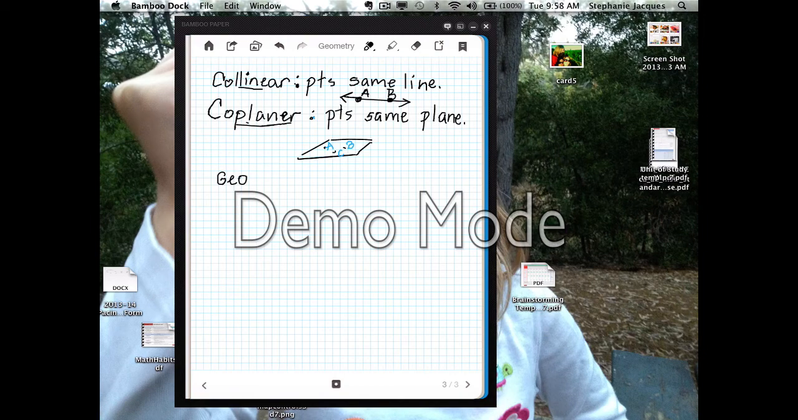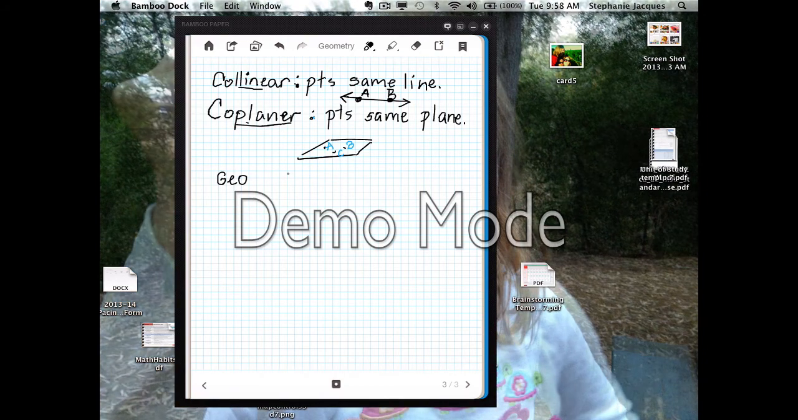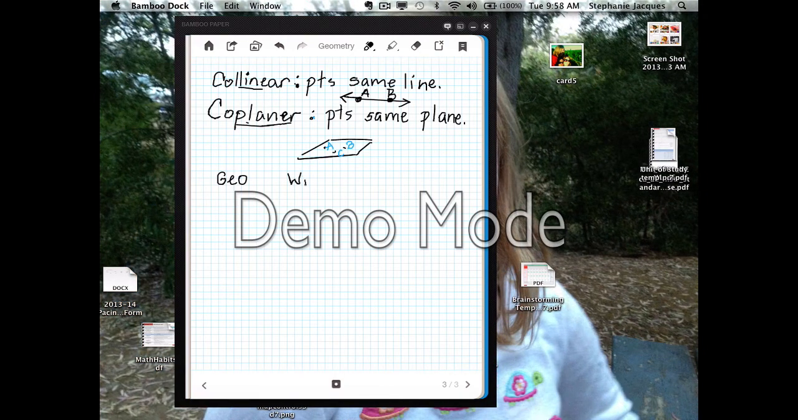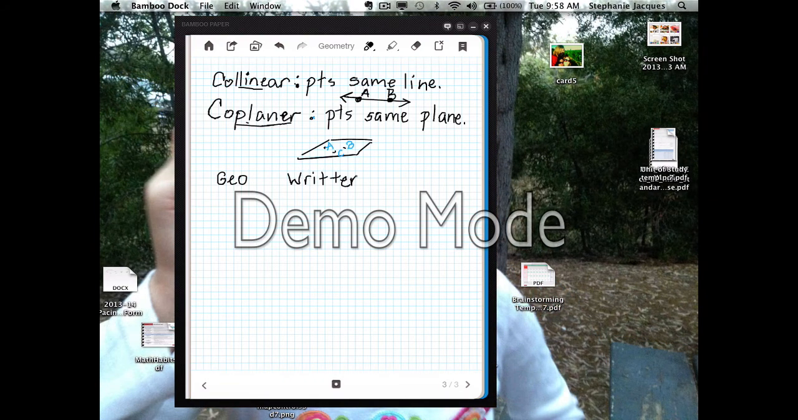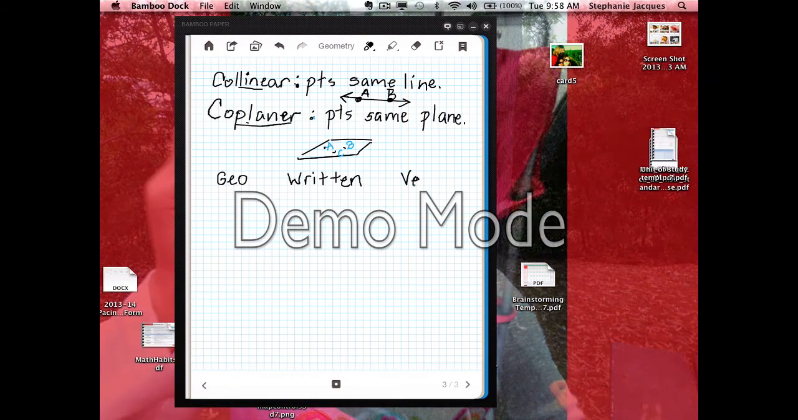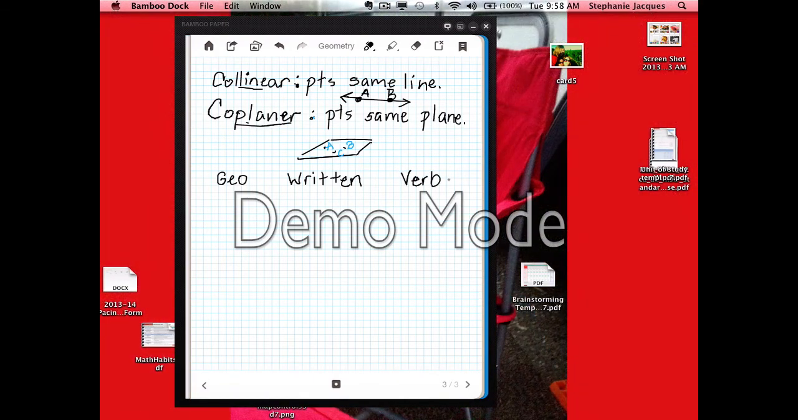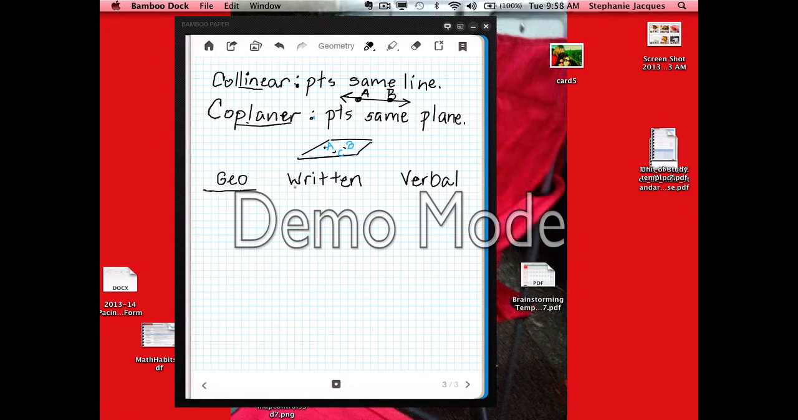So you're going to say geo for the geometric figure. Written, how do you write it out? Because in geometry you're going to be explaining what you know, so you have to write it out. And then how do you say it? So in class, if I'm asking you something, you'll be able to use the correct terminology or words. So we have geo, written, verbal.